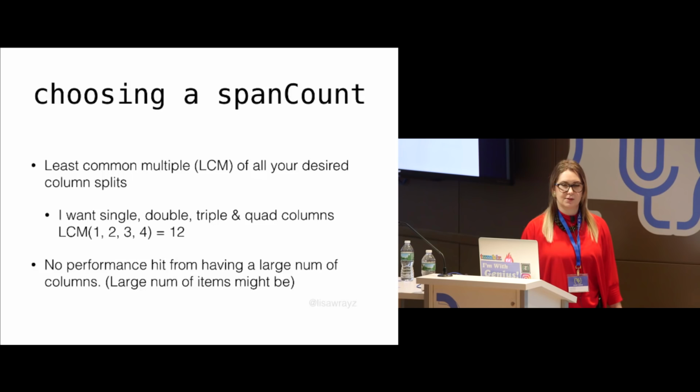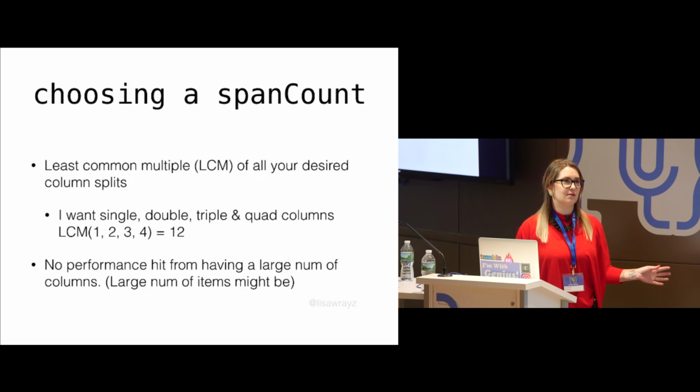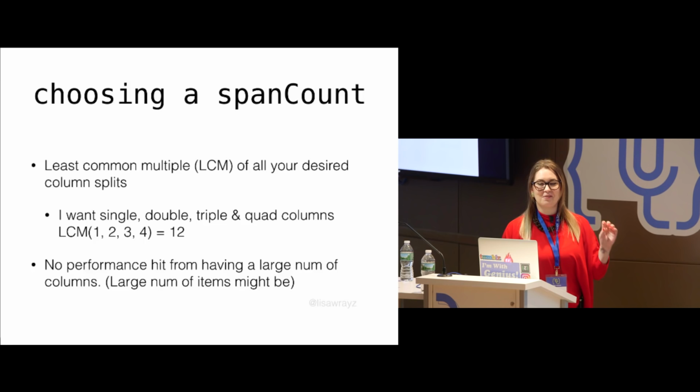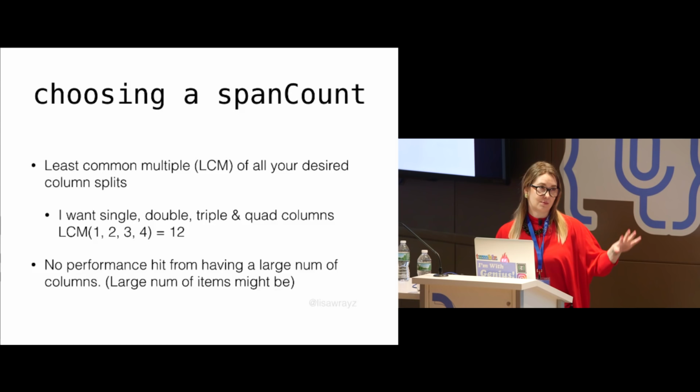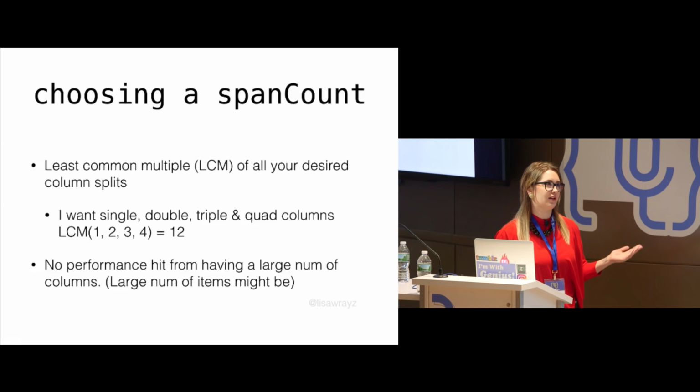My recommendation is that you use the least common multiple, often also referred to as the greatest common denominator, but it's really called the least common multiple, of all your desired column splits. So if I want a single column, I also want double columns, I also want triple columns, and also I want quadruple columns, the least common multiple of all of those is 12, so I'll set my span count to 12. If you find that you have what seems to be a ridiculously large span count, that's okay. The performance hit comes from inflating tons and tons of tiny little items, not from just fundamentally having a high span count. That's just a bit of arithmetic.